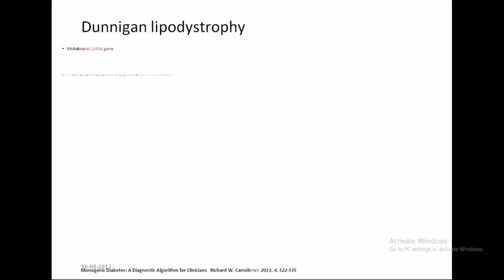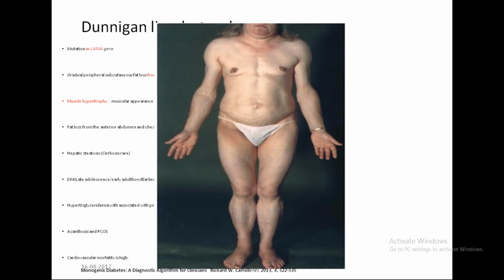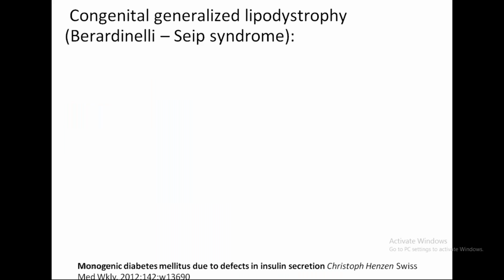Dunnigan lipodystrophy is also a mutation in the LMNA gene. Gradual peripheral subcutaneous fat is lost from the body, and muscle hypertrophy can simulate a muscular appearance. Fat loss from the anterior abdomen and chest can occur. Hepatic steatosis can occur, and diabetes mellitus in late adolescence. Hypertriglyceridemia can be present, acanthosis and PCOS can be there, and cardiovascular mortality is high.